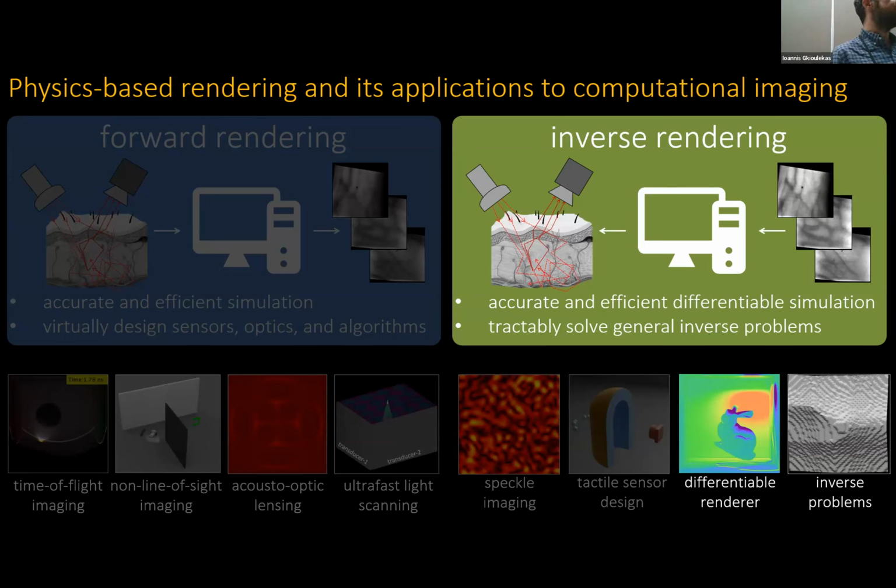And differentiable rendering is something that has gotten a lot of attention in computer vision in the past 3-4 years. Our focus here will be primarily on Monte Carlo, physically accurate differentiable rendering that can handle global illumination and different types of imaging related applications that we have used this for.